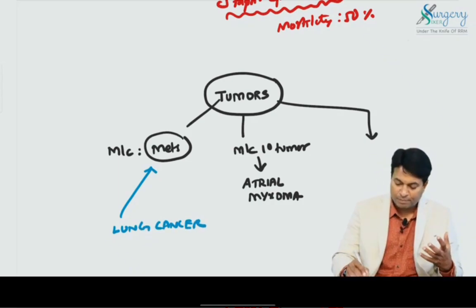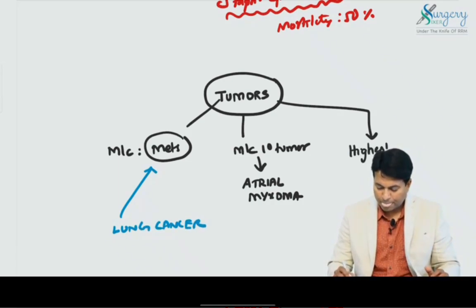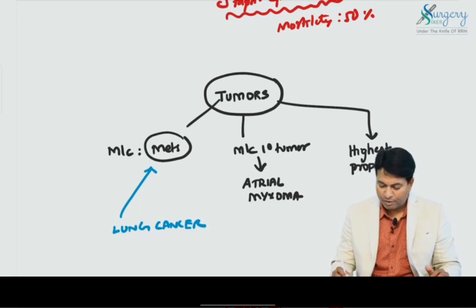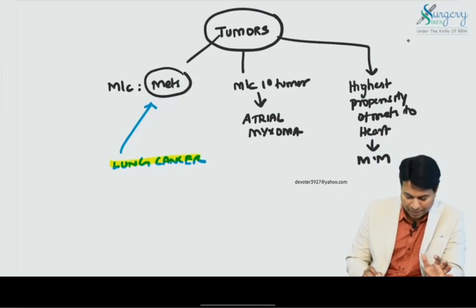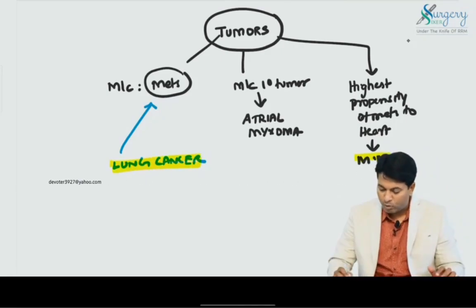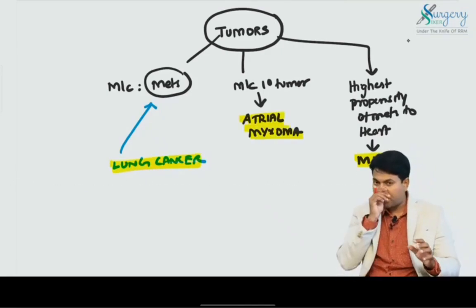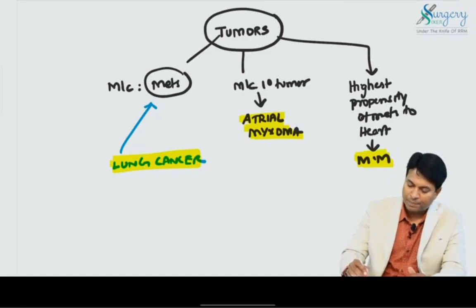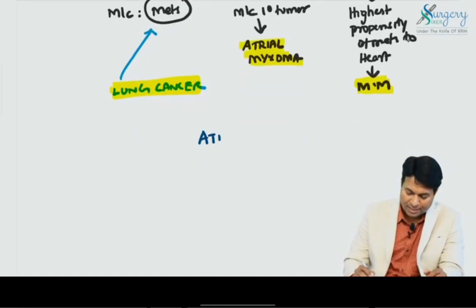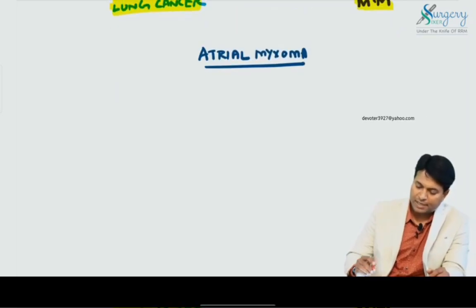And there is another question: which primary has the highest propensity for metastasis to the heart? The highest propensity of mets to the heart is from malignant melanoma. So please don't forget, the most common metastasis is from lungs, and the highest propensity is melanoma. The most common primary tumor is atrial myxoma. I want you to know a few points about atrial myxoma in this chapter. Atrial myxoma is a very important topic in this chapter. This is the most common cardiac primary tumor.